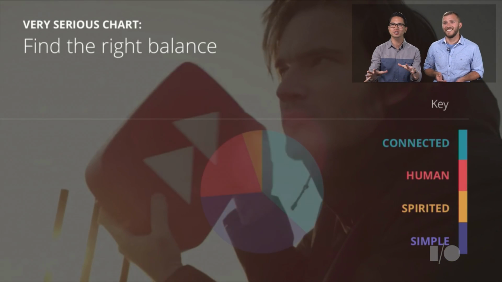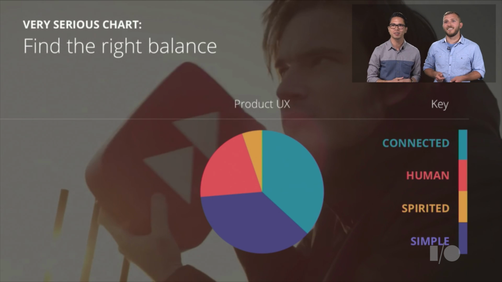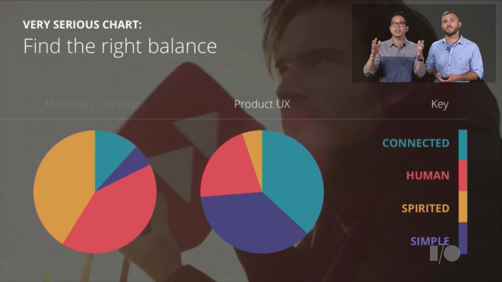All right, I think we've got a chart, and it's called Find the Right Balance. Here it is. So for a product feature, we look for solutions that feel connected and simple predominantly, and that's the blue and the purple on this chart. And then we throw in a dash of spirited and human. We always have all 4 attributes present. Yes.